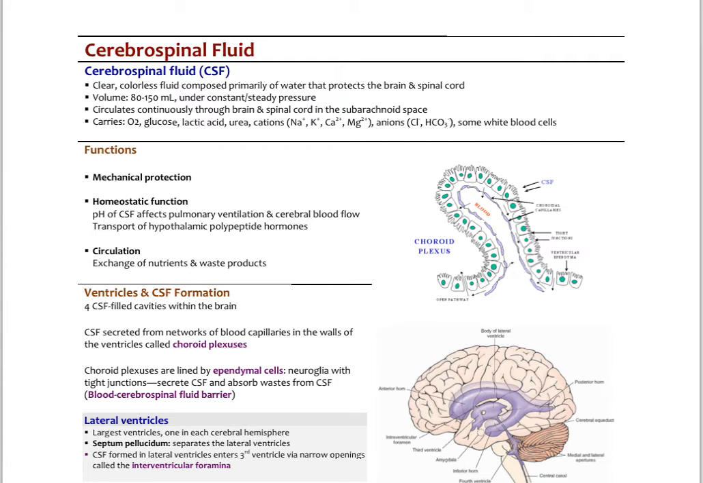The functions of CSF: number one, mechanical protection, just giving an extra cushioning between the central nervous system and the body. There's a homeostatic function, so the pH of the cerebral spinal fluid is going to be affected by pulmonary ventilation, and that's going to affect cerebral blood flow. We actually know, interestingly, that when you breathe, that pumps the CSF up towards the head when you inhale, and when you exhale, it goes the other way. So there's a pumping action of respiration.